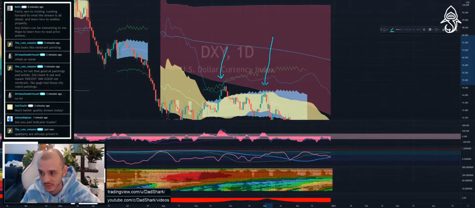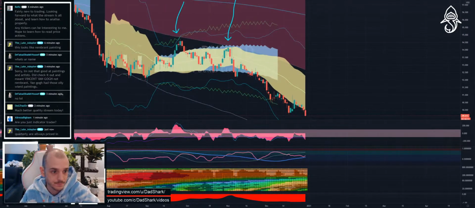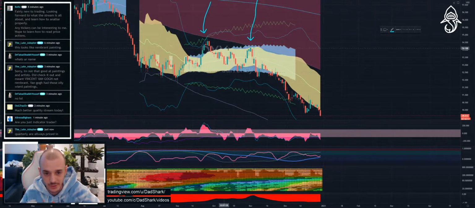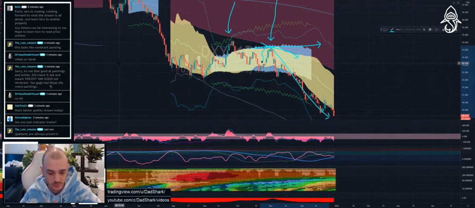Quarterlies are always priced in. That's my man. Alright, so pretty much we just had a lot of confluence here. Top edge of CLCP, bottom edge of longest over expanded period. That little conjunction of information there just led to a really good short. It is beautiful.